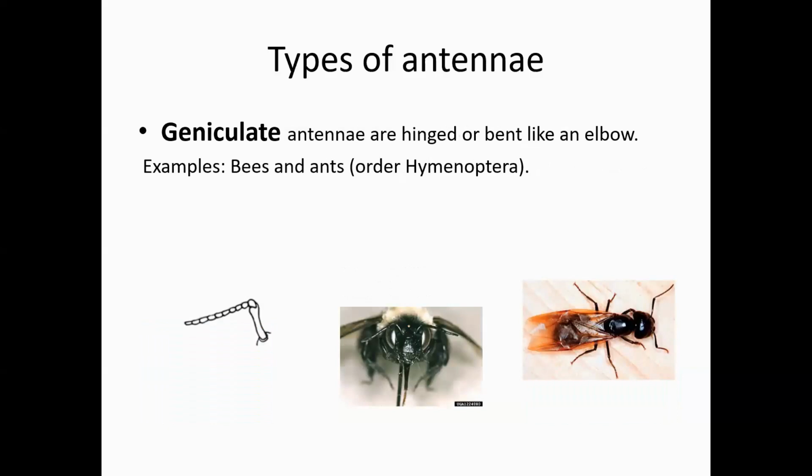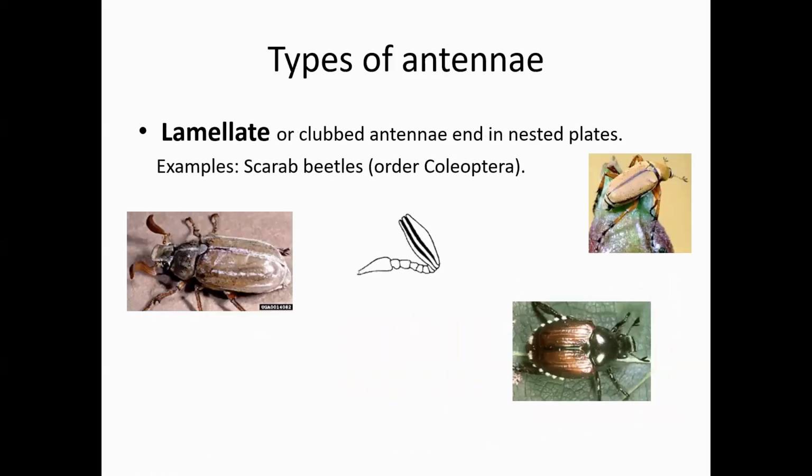Next one is the geniculate type. The antennae are bent like an elbow. Here you can see the flagellar segment has a bend. This kind of structure is observed in bees and ants. This is the lamellate type, also known as clubbed antennae. The last segments are leaf-like, lamellate, hence known as the lamellate type. It is observed in scarab beetles.